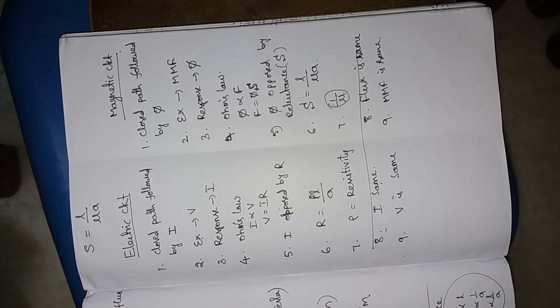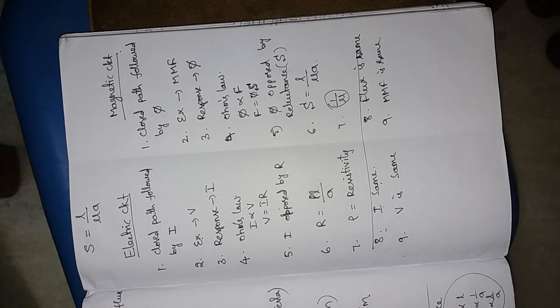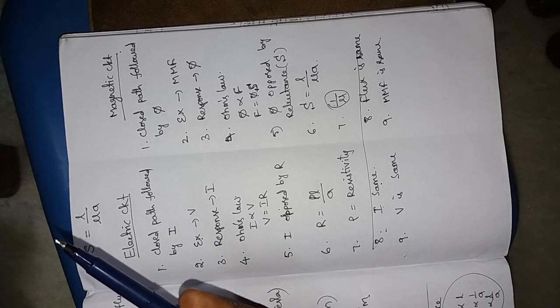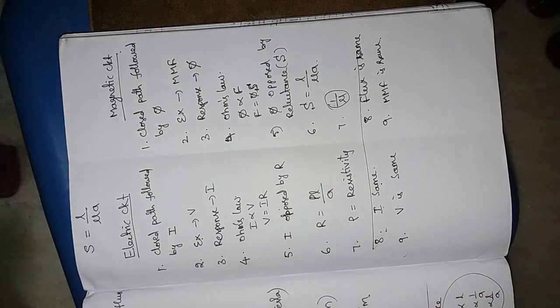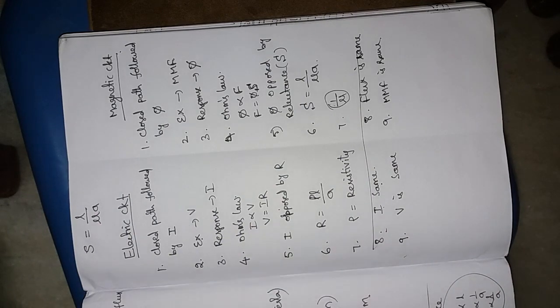In the next session I will continue with the magnetic circuit: what is a series magnetic circuit, what is a parallel magnetic circuit, and what is a composite magnetic circuit. The next topic is the various types of EMFs: self-induced EMF and mutually induced EMF, that is statically induced EMF. Another category is dynamically induced EMF. From that we calculate the self-inductance and mutual inductance for various circuits.